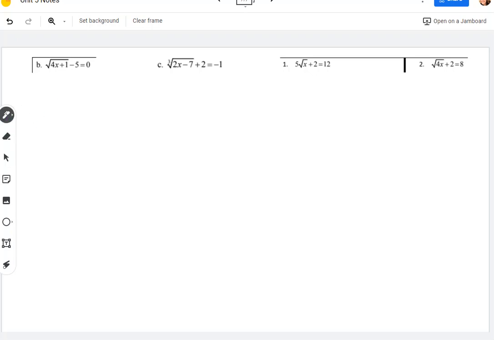So I just have 4 quick examples here I'll work through. These are from the notes on, I believe, pages 8 and 9. Okay, so the first thing we want to do, here I'm going to write it down here. The first step is always to isolate the radical. So I'm going to add 5.